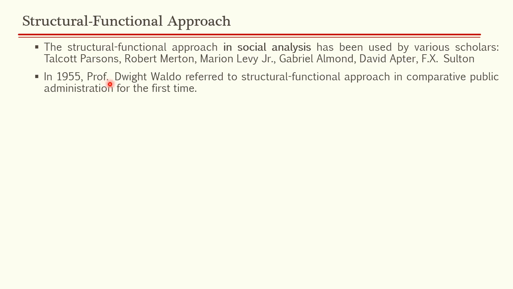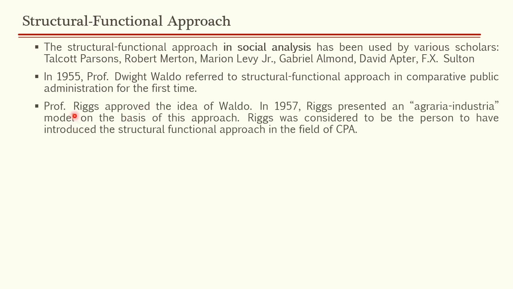In 1955, Dwight Waldo referred to structural functional approach in comparative public administration for the first time. So the first person to refer to this technique in comparative public administration was Dwight Waldo. Professor F.W. Riggs, whom we will study about later on, approved the idea of Waldo. In 1957, Riggs presented an agraria-industria model on the basis of this approach. Riggs was considered to be the person to have introduced the structural functional approach into the field of CPA.